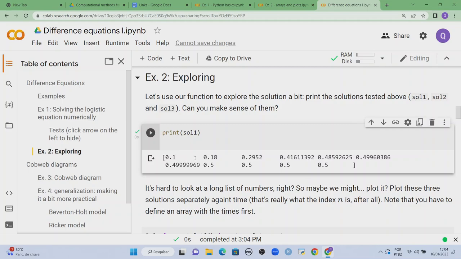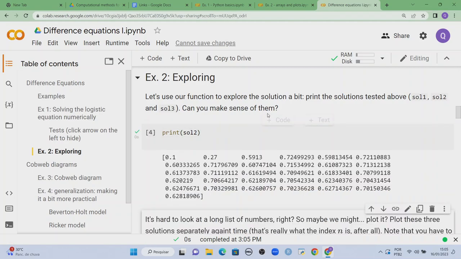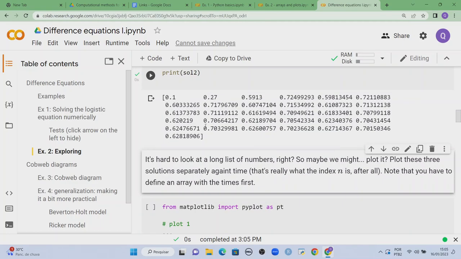This is pretty simple to understand. It's just like the carrying capacity idea: it goes to a fixed point and it stays there. But if I print sol2 here, what happens? Now we start at 0.1 again and then it increases, but it doesn't go to a single value. After some time here, it starts to go between 0.62 and 0.7, 0.62, 0.7, and so on.